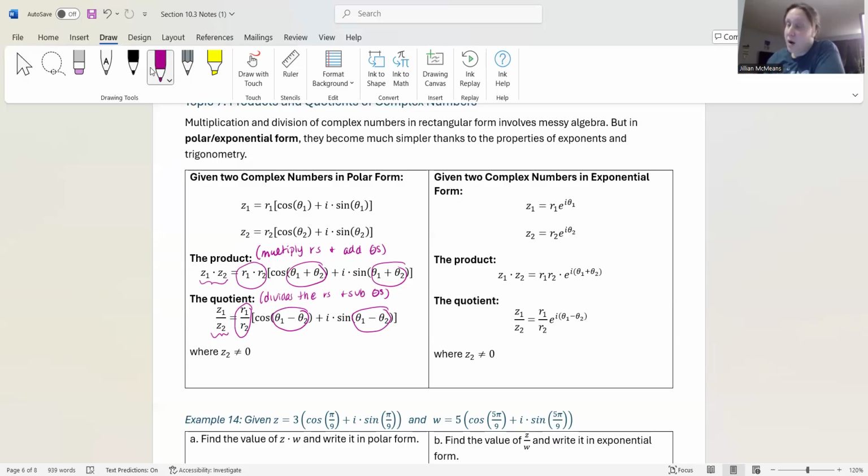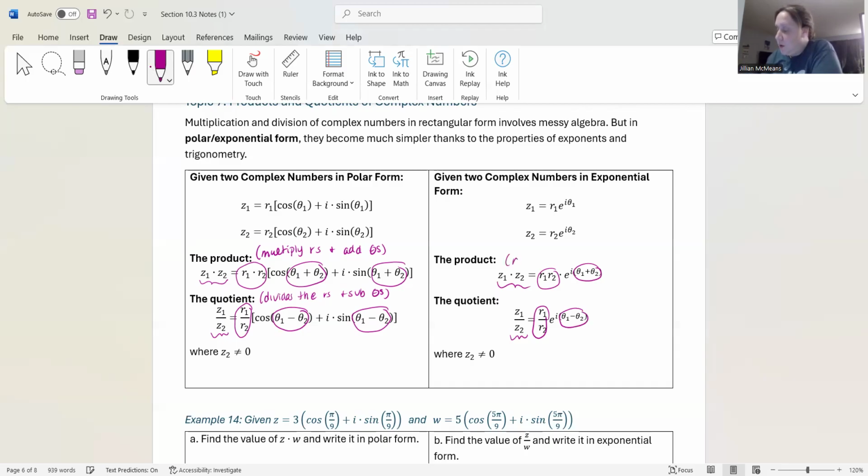Now, in the other column here, we have given two complex numbers in exponential form. So that's z sub 1 equals r sub 1 times e to the i times theta sub 1, and z sub 2 equals r sub 2 times e to the i times theta sub 2. So don't get hung up again on the ones and the twos. We're just saying this is our first point, this is our second point, and it's exactly the same thing. If we're multiplying, we multiply the r's and we add the thetas and then we plug them into the regular formula for exponential form of a complex number. If we're dividing the two numbers, we divide the r's and we subtract the thetas and then we plug it into the regular formula for exponential form of a complex number.